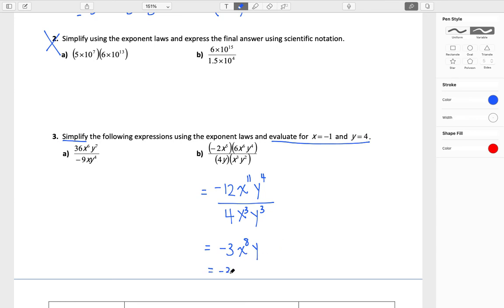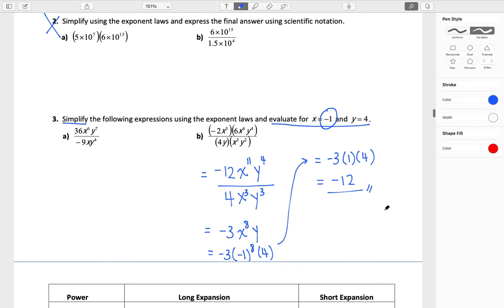And then let's plug it in. So instead of writing x, I'm plugging in -1 into x. And for y, I'm plugging in 4. And it looks like -3. So -1 to 8 is going to give me +1 times 4. And when you multiply all together, you're going to get -12. And we just finished evaluating. So this should have been reviewed from lesson number 1.